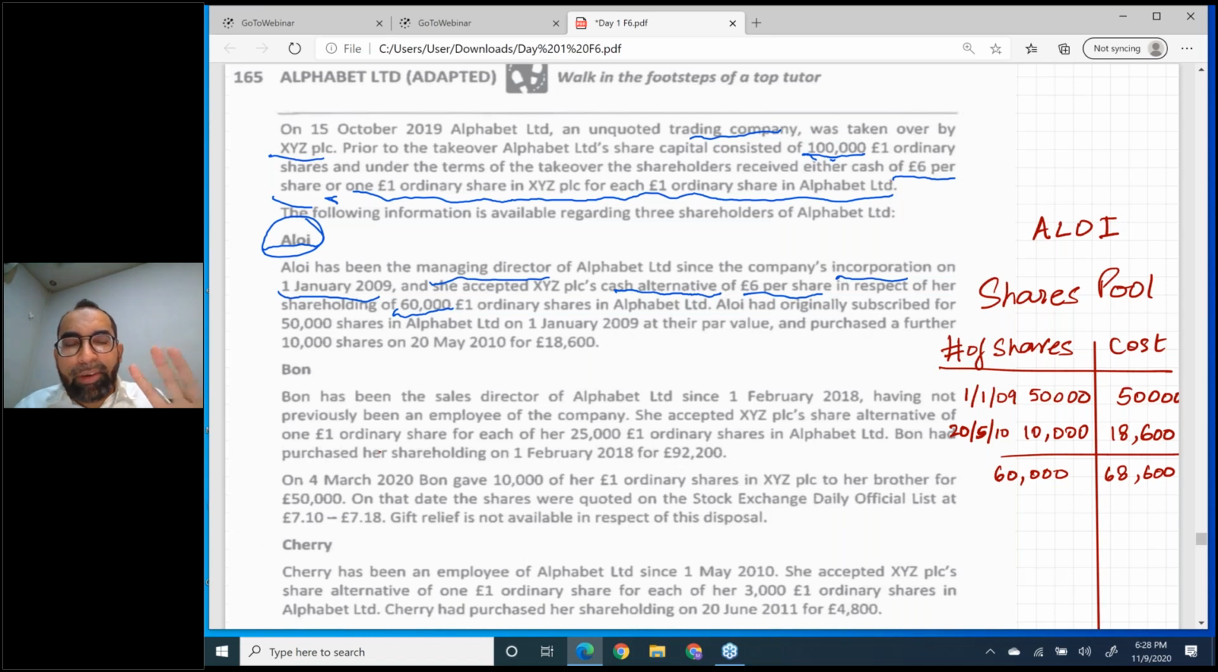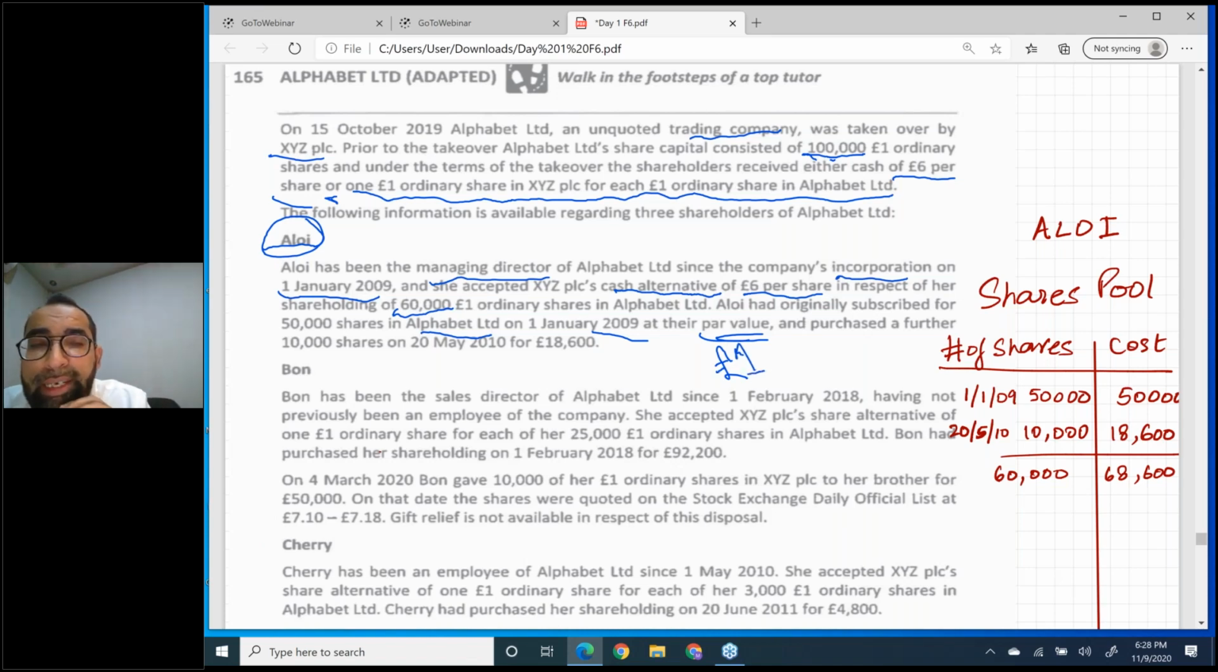So in my view, all conditions of entrepreneurs' relief are almost met. The first condition, she's doing the job. Number two, holding is greater than 5%. Number three, the shares are with her since 1st January 2009, which is more than 10 years, and the requirement is only 24 months. Alloy had originally subscribed for 50,000 shares in Alphabetic Limited on 1st January 2009 at their par value, which is £1. Par value in the UK is £1, please.